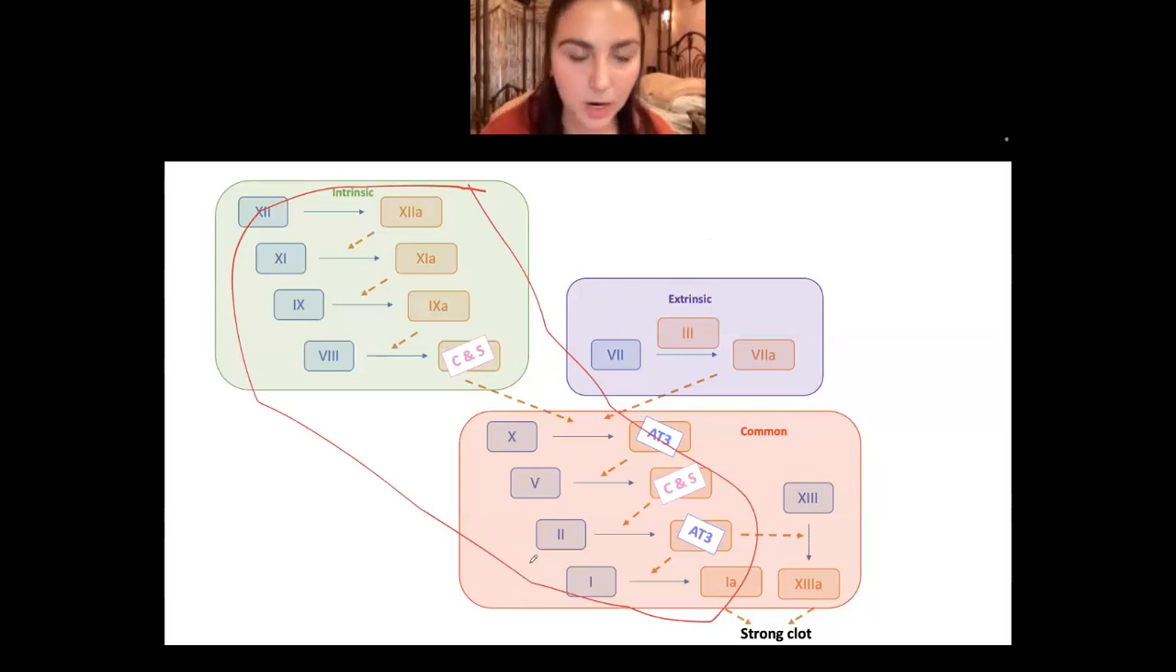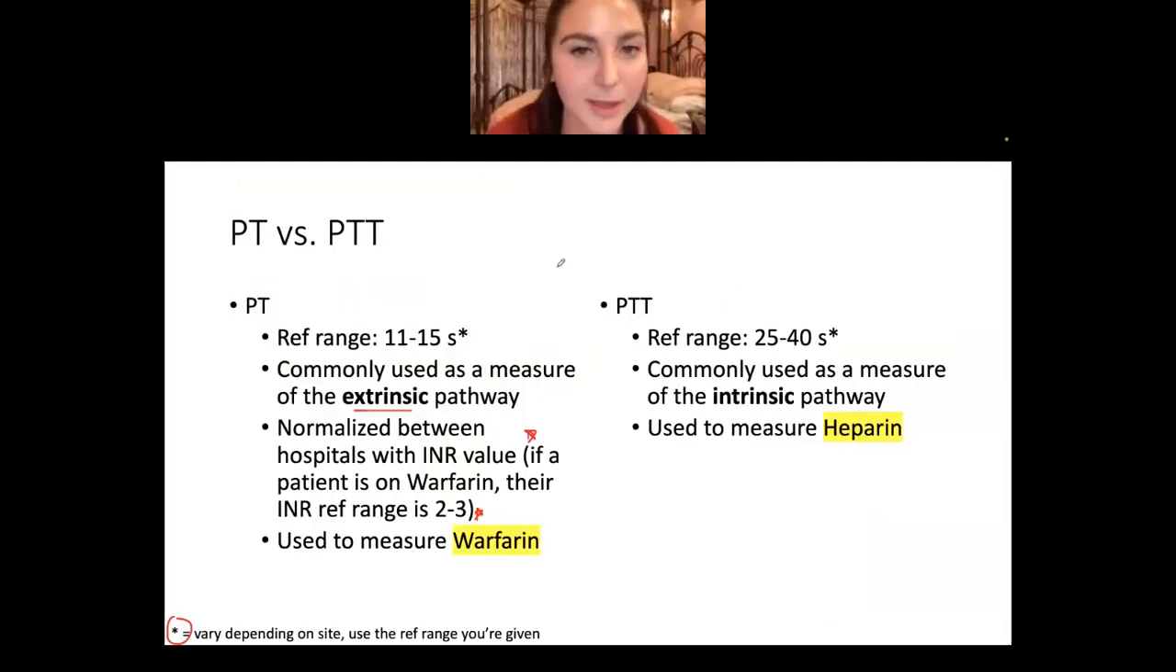Okay? And I also remembered that too, the PT reference range is a lot shorter than the PTT reference range because of this, because look how many factors you have to go through with the intrinsic compared to the extrinsic. So it's a little bit longer of a reference range, even though both do test the common pathway. The PTT is used really for the intrinsic pathway, PT is used for the extrinsic pathway.